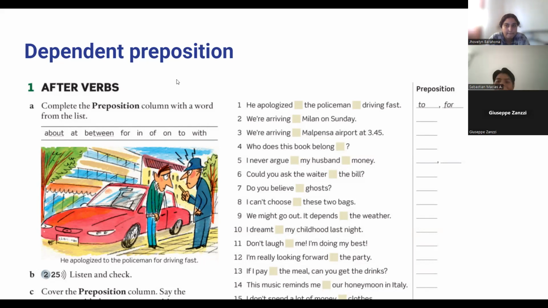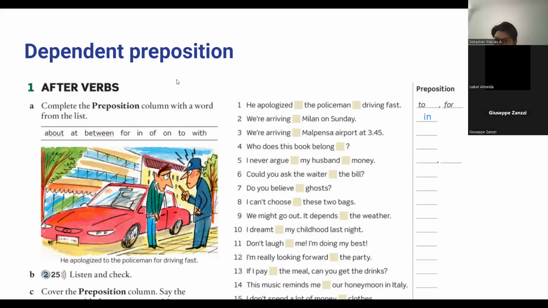We're arriving in Milan on Sunday. Milan. Okay. A city, in, arriving in. Good. Insert the answer, don't forget. Jovelyn, 3. We are arriving at Malpensa Airport at 3:45. Okay, airport. Arrive at. Yes, okay, very good.